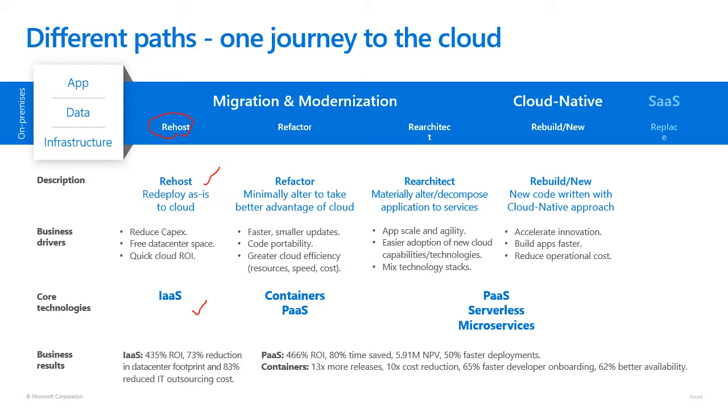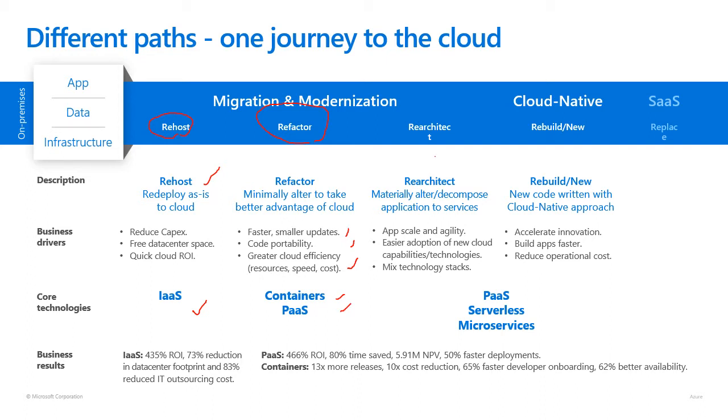Now, sometimes some of these applications, once they're already on the cloud, or you may want to make this decision while it is on premise, you may want to refactor the application. This means making changes to the application to take advantage of cloud scalability, for example, unlocking the capability to do faster and smaller updates, code portability, and also creating greater cloud efficiency. So this would include the usage of containers and platform as a service components.